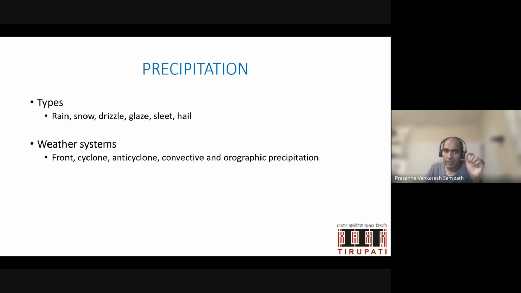Okay, in the summer you might have experienced this. If it gets very hot during the day, around 5:30 or 6 in the evening, you'll get a little bit of rainfall. Okay, that kind of rainfall is called convective precipitation.